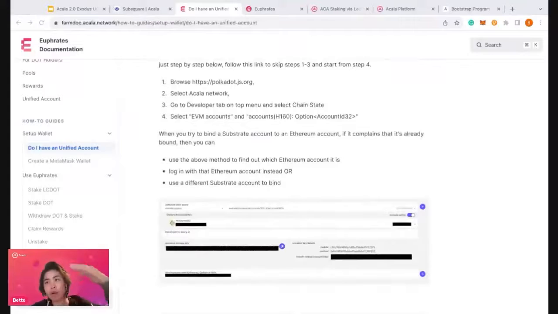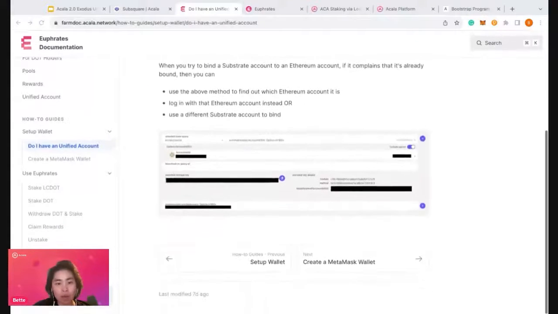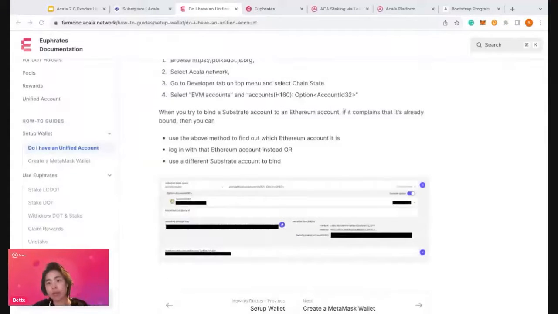If you have a Polkadot wallet and you have already bound it to an Ethereum wallet, figure out which one is which first. Once you figure that out, there are two things you can do. Number one, you can find that Ethereum account and log into it, and boom, you start using it. The second option is, if you want to ditch that account, you can just set up another unified account, transfer those funds across, and continue to use your account. So that's it.